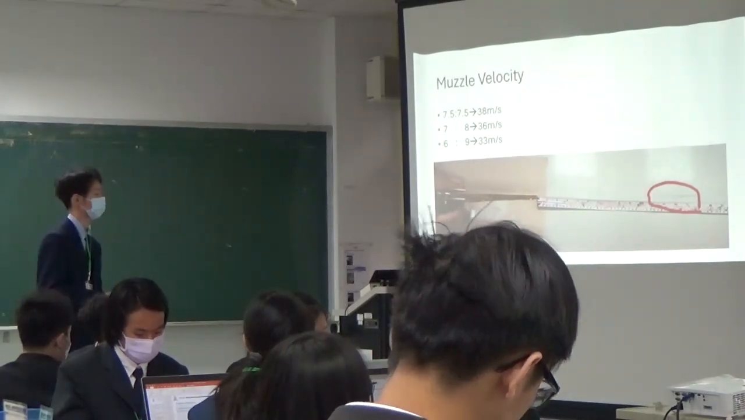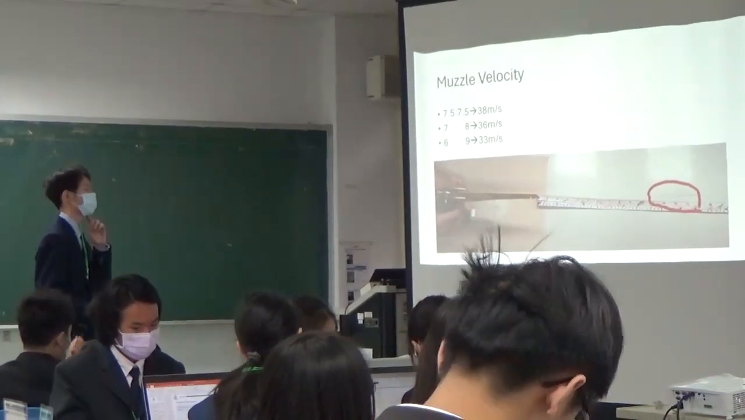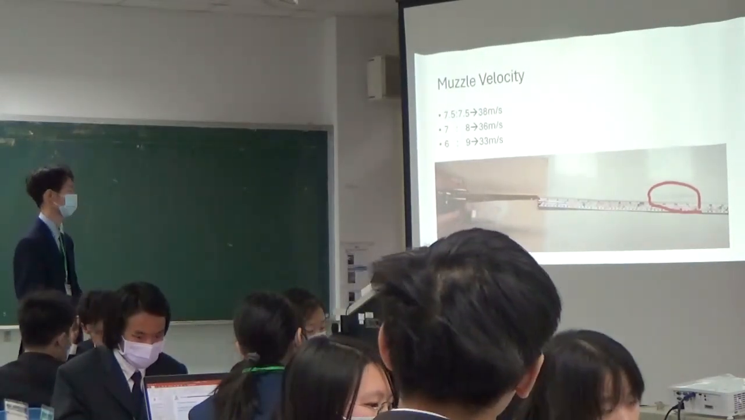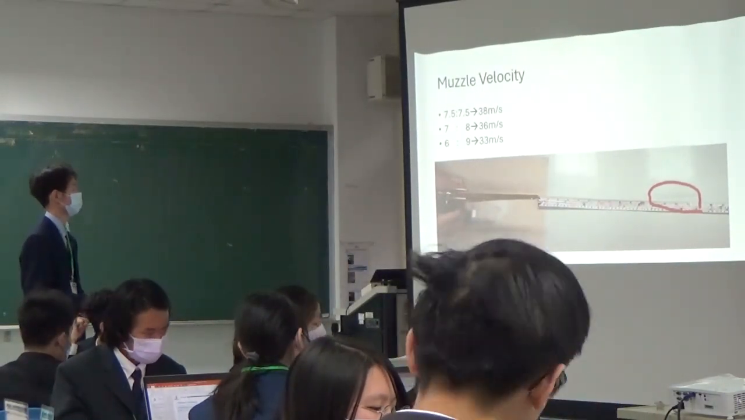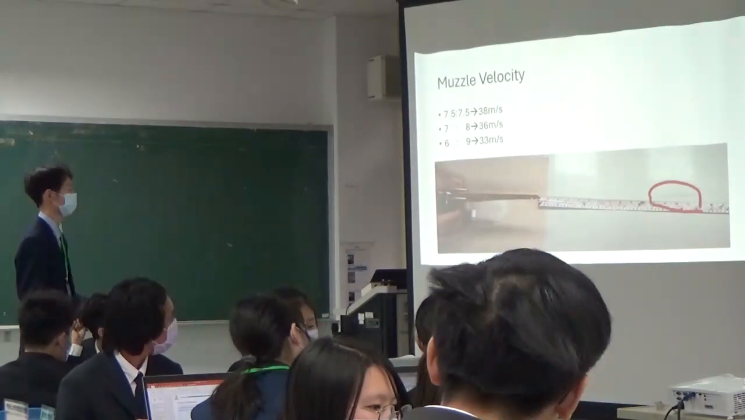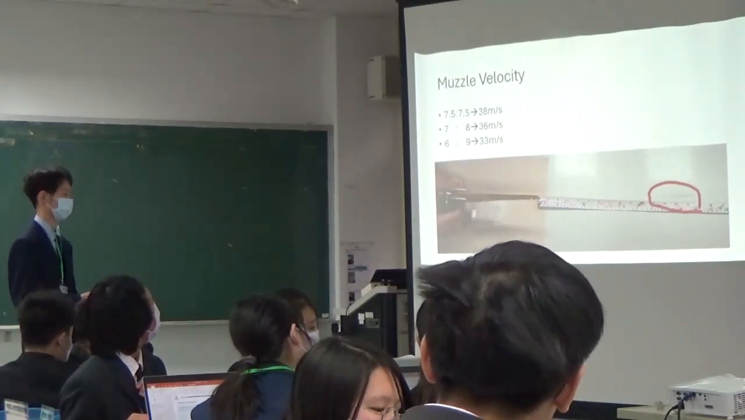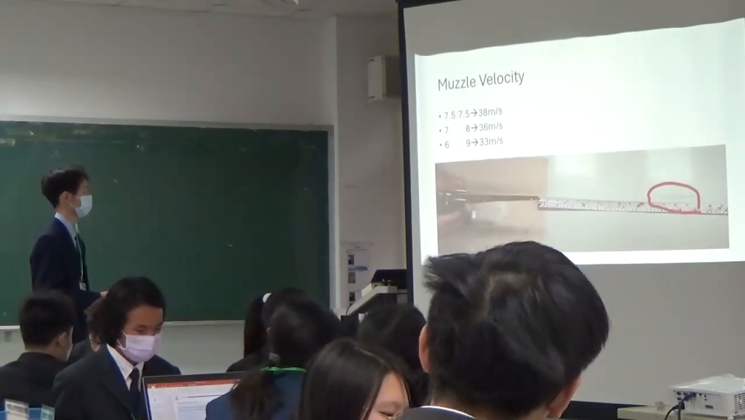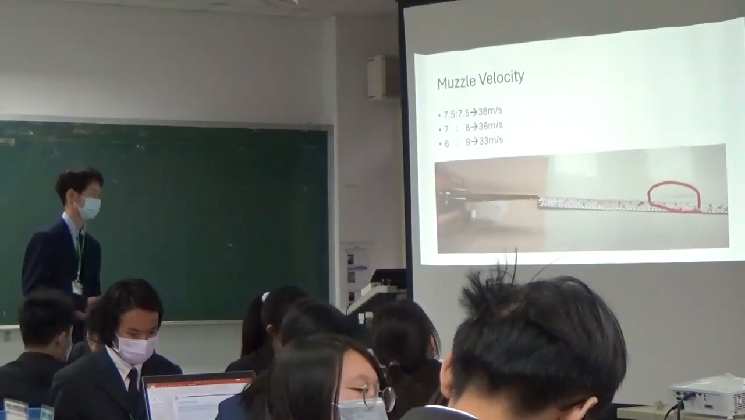So we also tried to measure the muzzle velocity with a 240 frames per second camera. We can see that stretching it equally gives a higher muzzle velocity, but the more it's stretched unequally, the lower the muzzle velocity will be.